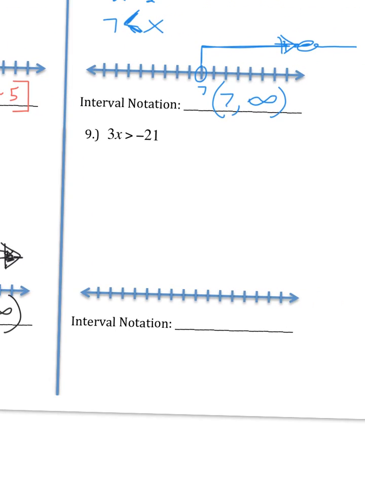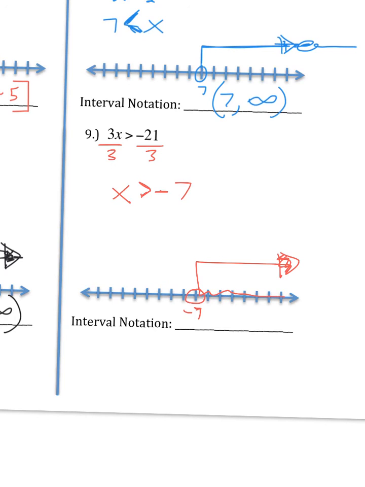9. Divided by 3. Now think through this. Do I need to flip the sign or not? I do not, because I did not divide by a negative number. There's a negative number involved, but that's okay. -7 is my number there. X is greater than -7. So I want all the numbers that are bigger than -7, all of these.